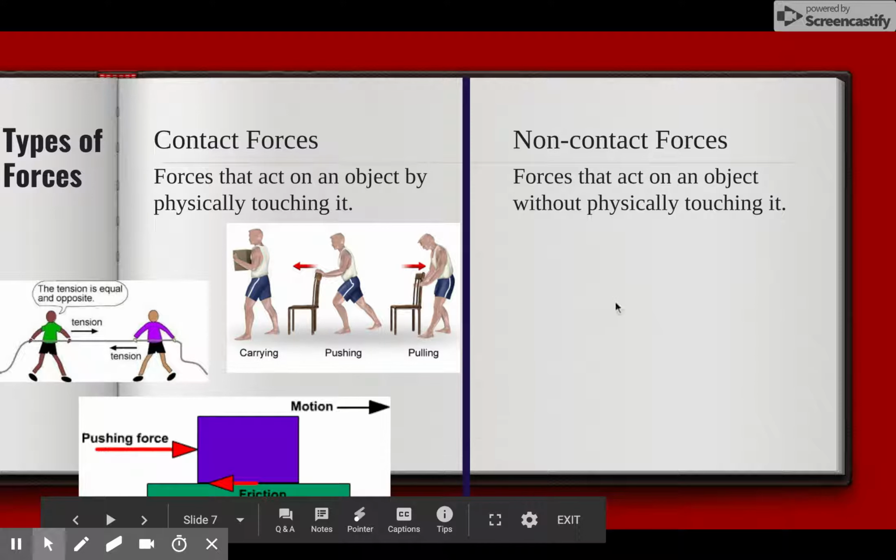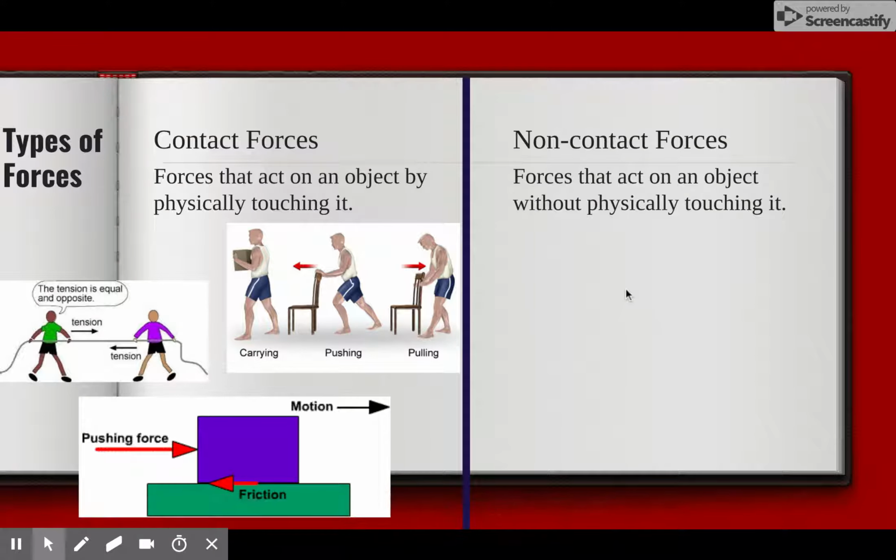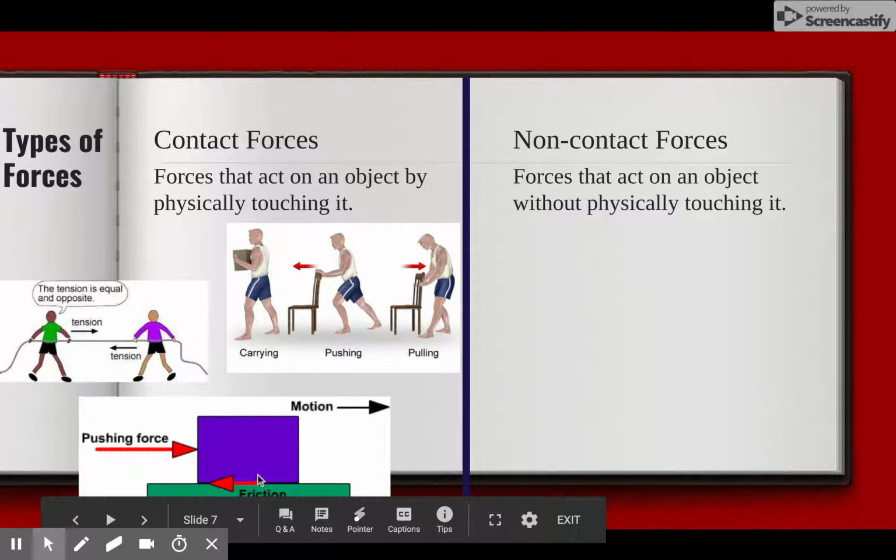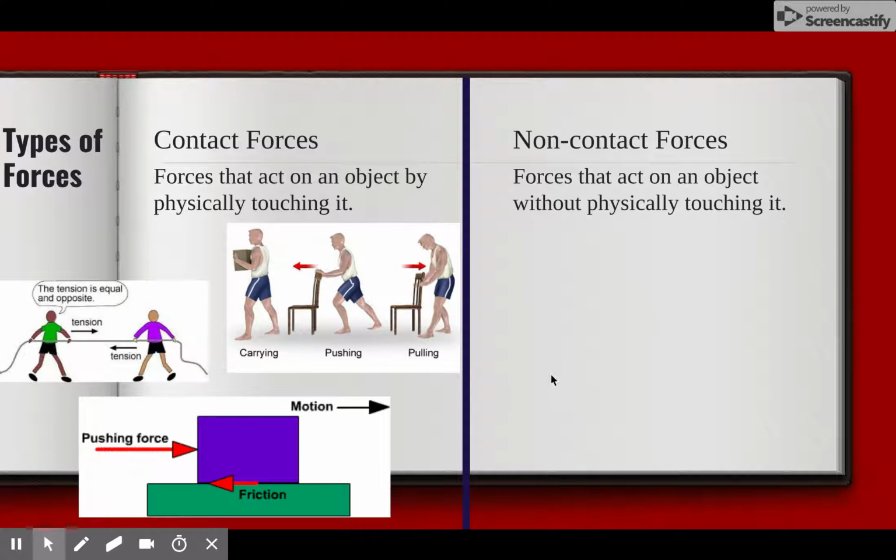And then we've also got the force of friction, which is a force that opposes the movement or the motion of another object. That's caused by when things rub together. So it is a contact force because the two objects need to touch.